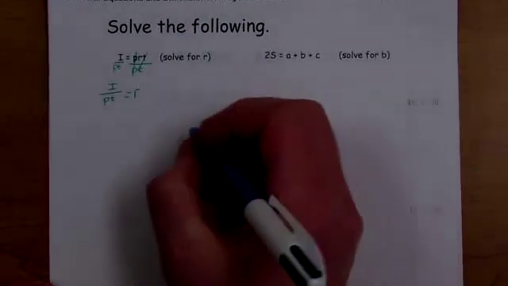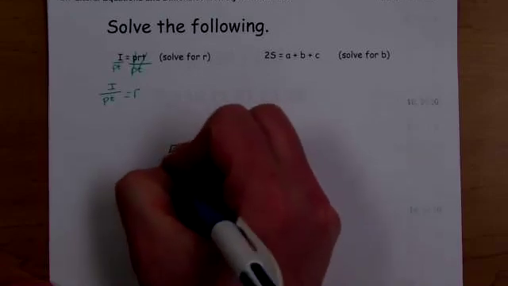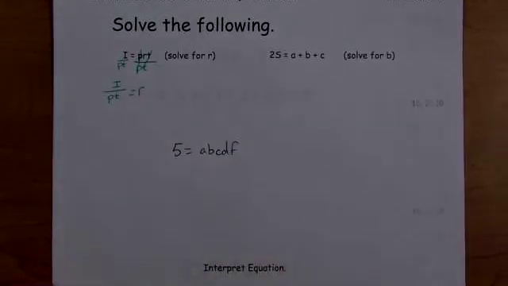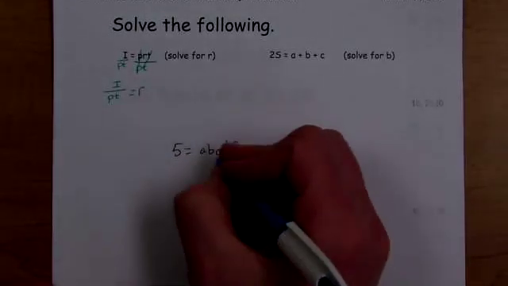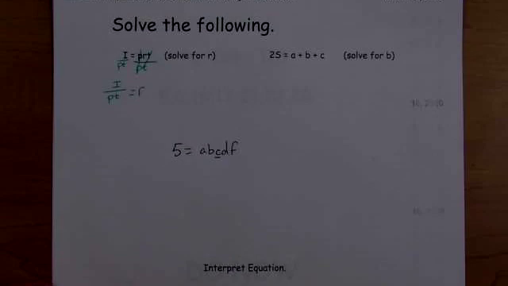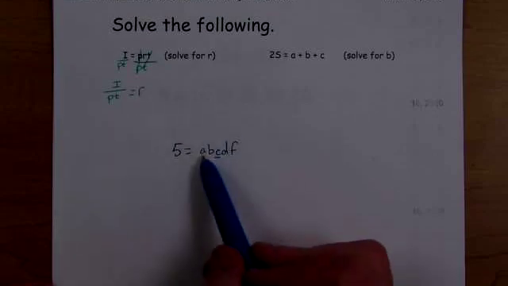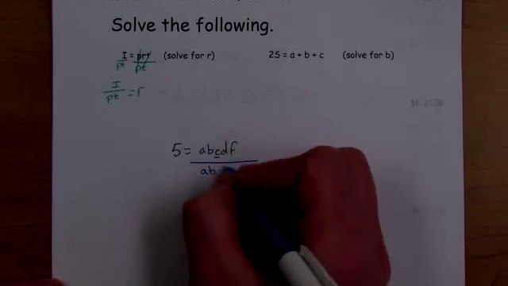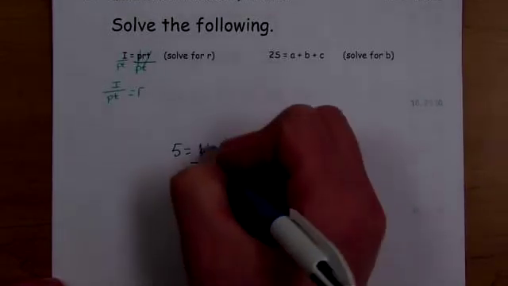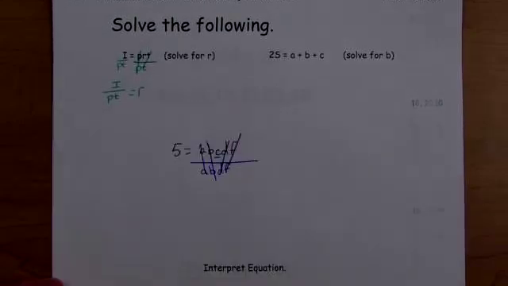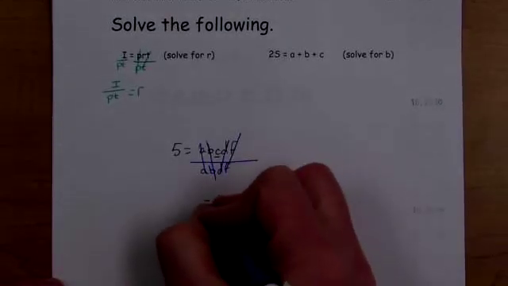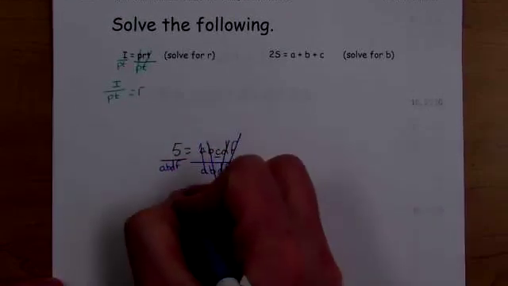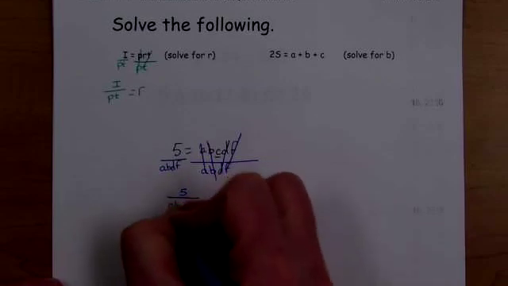Let's say I have 5 equals A, B, C, D, F. And I want to solve for C. I want C to be all by itself. Well, because everything here is being multiplied, to do that, I would just divide by A, B, D, and F. A goes away, B goes away, D goes away, F goes away. Leaving me with C equals, well, then I got to do the same thing over here. A, B, D, and F. C equals 5 divided by A, B, D, and F.